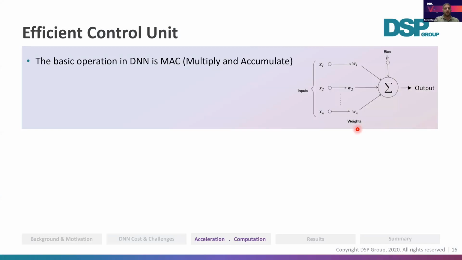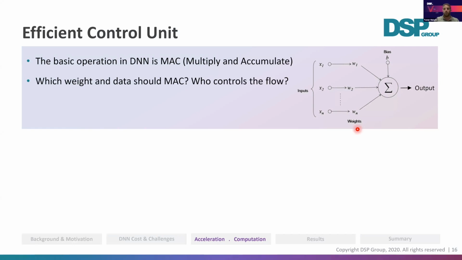The basic operation in each deep neural network is MAC, multiply and accumulate. We are taking the input data and multiplying it by the correlated weight. Then we sum all the results, add some bias value, and output the result to the next layer, or the output of the network. But which weight and which data should MAC?